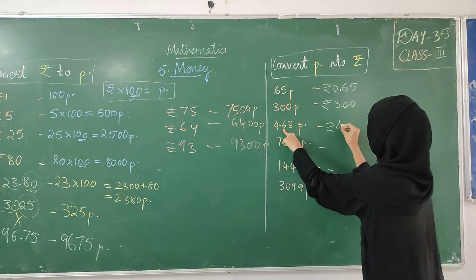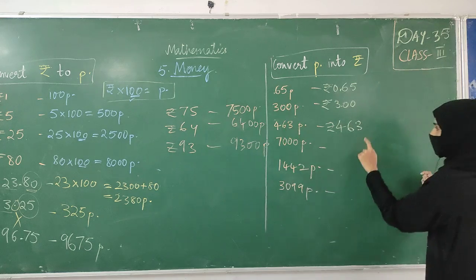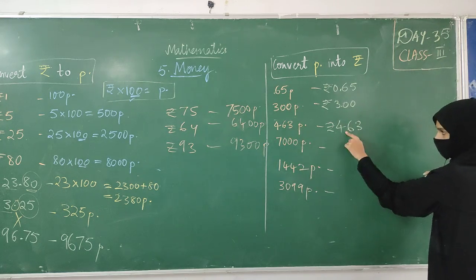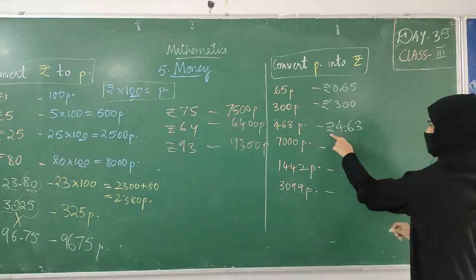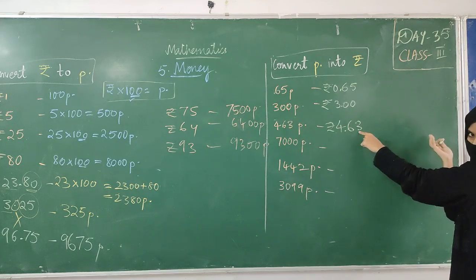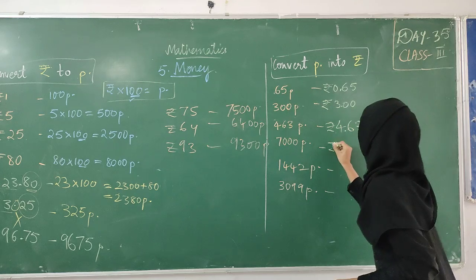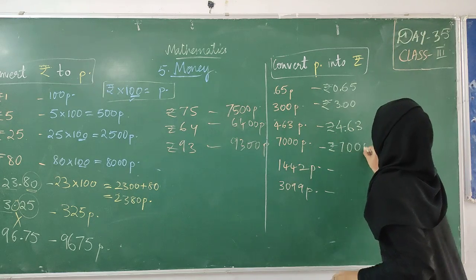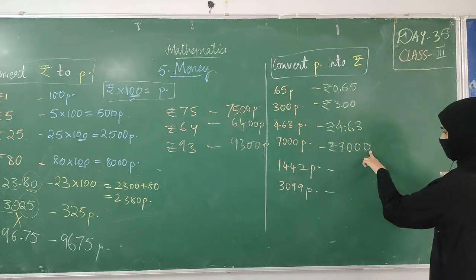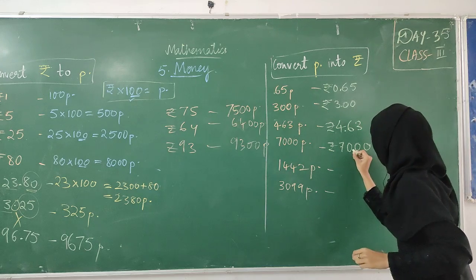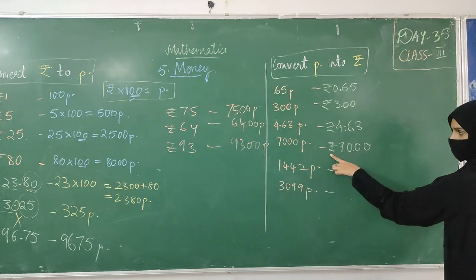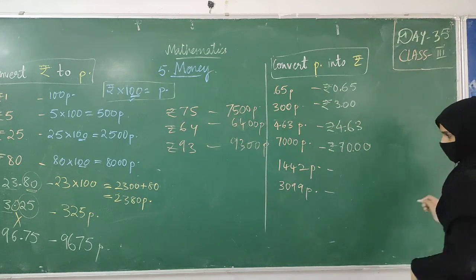Rupees symbol 463. After 2 digits you will put a dot. Rupees 4 and 63, which is obviously 63 paisa. You got the answer. Now 7,000. After 2 digits you will put a dot. This 7,000 paisa is equal to rupees 70.